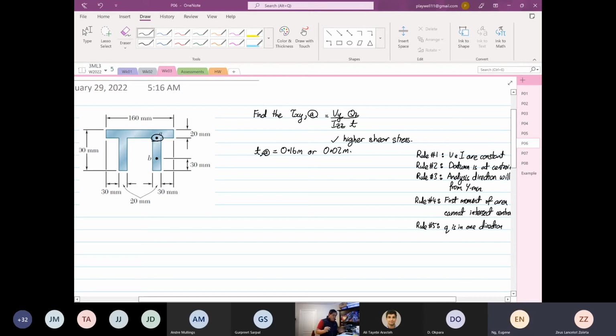No point, because point A is shared between the flange and the web. No point finding a lower value. You are wasting time. Find the highest stress value.